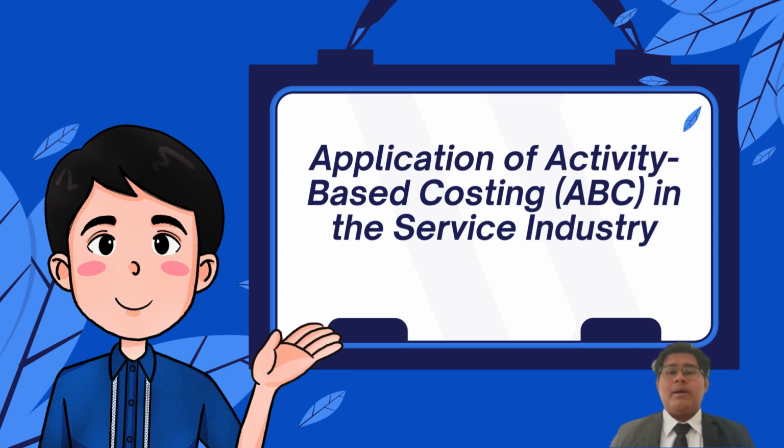Today, I'll be talking about activity-based costing or ABC and its growing importance in the service industry. While ABC was initially developed for manufacturing, where it's used to track production costs more accurately, its principles are just as useful in service-based business. Why? Because services often involve high indirect costs such as labor, administration, and overhead. Traditional costing systems tend to oversimplify how these costs are assigned.